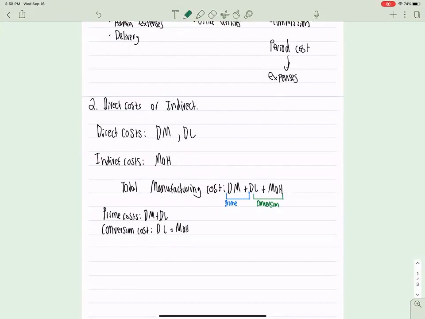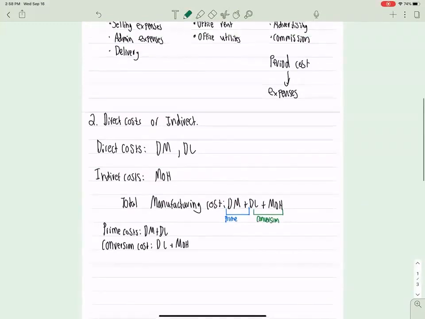Is that simple enough? Easy way to remember? Just write the equation for total manufacturing cost. Just remember prime is the left side, and then the right side is conversion. Okay? So that's what we got so far. Everyone's okay? Did I completely lose any of you? I hope I didn't, because I got to move on to the next part.